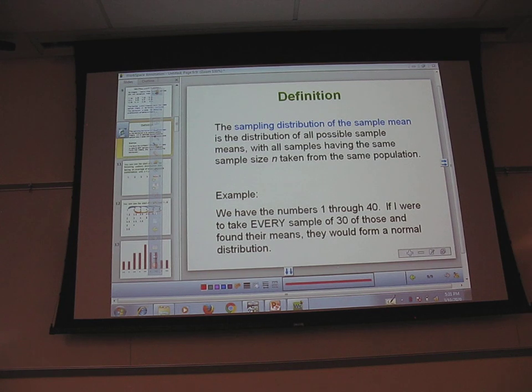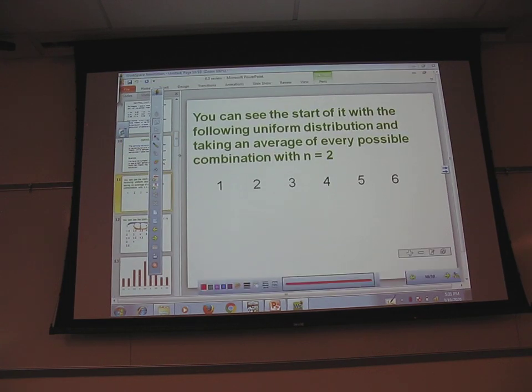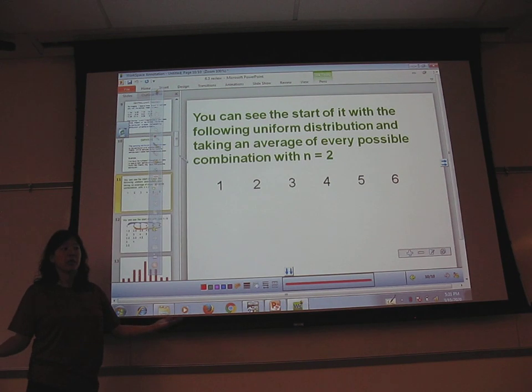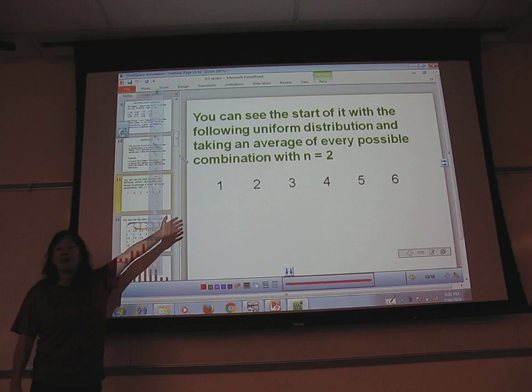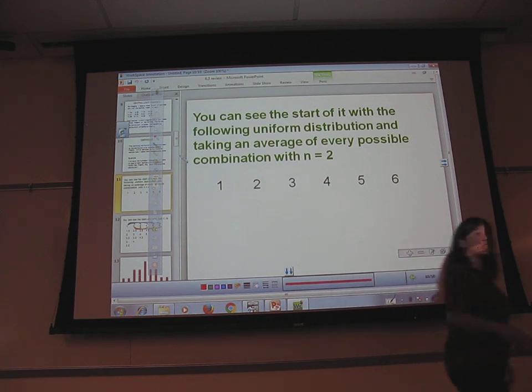That's really hard to show, a sample of 30 out of 40 numbers in every possible combination. So I'm just going to show you just the beginning of it. So this is a uniform distribution, right? 1 through 6. Everyone's equally likely. What's the probability I randomly pick a 2? 1 out of 6. And what's the probability I randomly pick 5? 1 out of 6. So each one of these is equally likely, right?